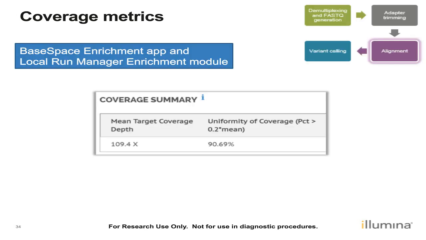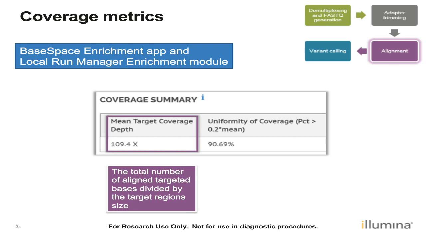Okay, and to help with understanding our coverage, we get some coverage metrics that are output by the BaseSpace and Local Run Manager applications. We have our mean target coverage depth. This takes all of our regions and gives us the average coverage across all of those. This can be high, but still might not solve all the problems. And that is where the uniformity of coverage metric comes in.